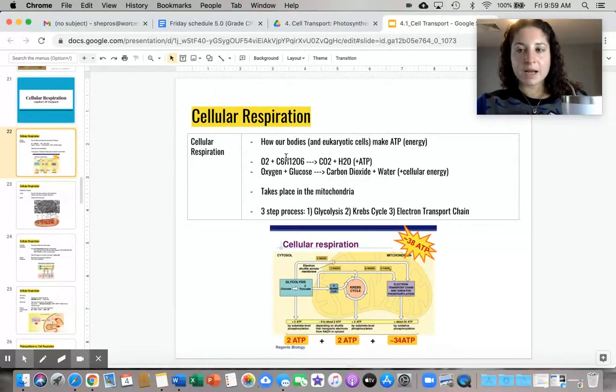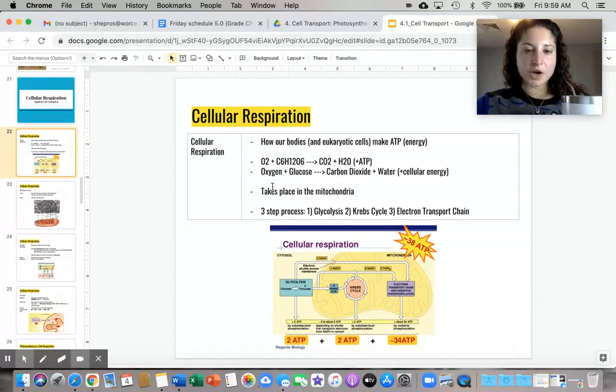but just know that that's what's happening here. And then through the process of cellular respiration, we are making carbon dioxide, the air that we breathe out. And then we are making some water here, which we will either pee out or we will sweat out. And then, of course, ATP, which our body uses.